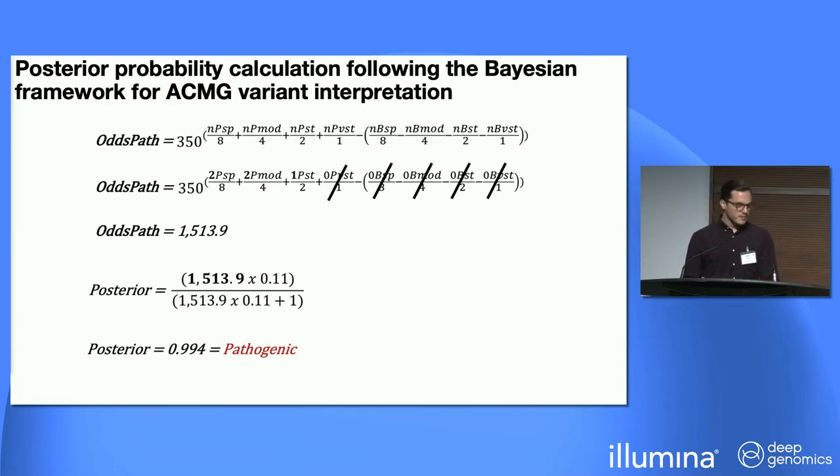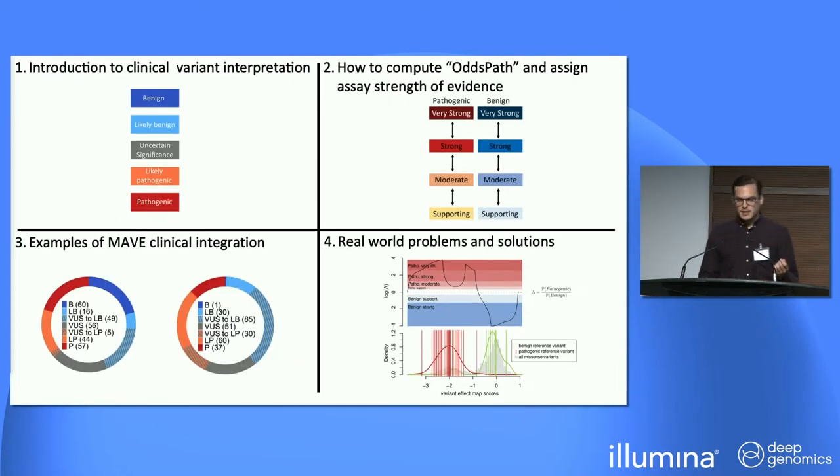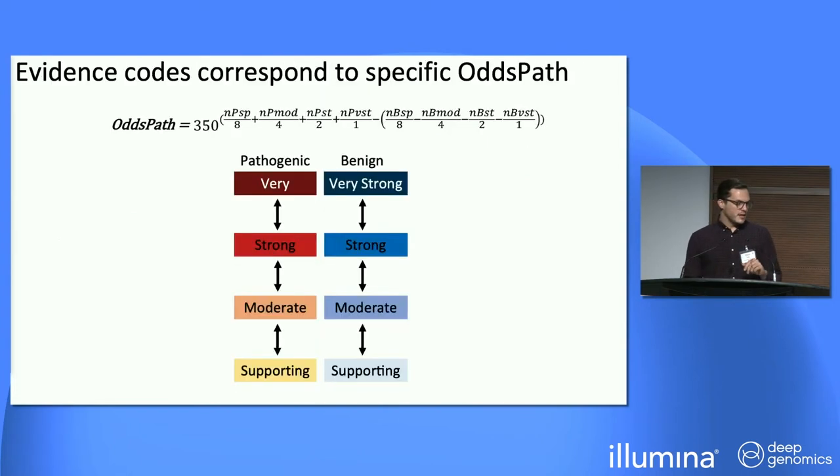And now we have a posterior probability of 0.994, which is greater than 99% chance, so this is a pathogenic variant. So now that we have this framework, we can actually calculate the odds path for any specific piece of evidence. So I'll show you how we do this for functional data. And before I do that, I just want to point out that we can also set cutoffs for our strengths of evidence. And the way that we do this is we just solve this equation for just a single piece of evidence of a given strength.